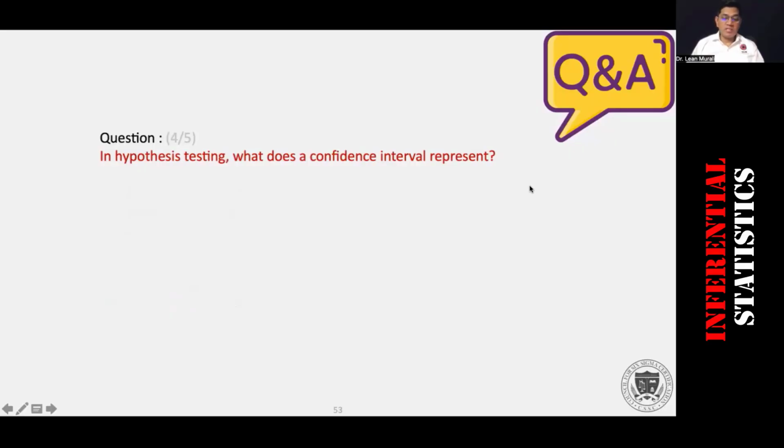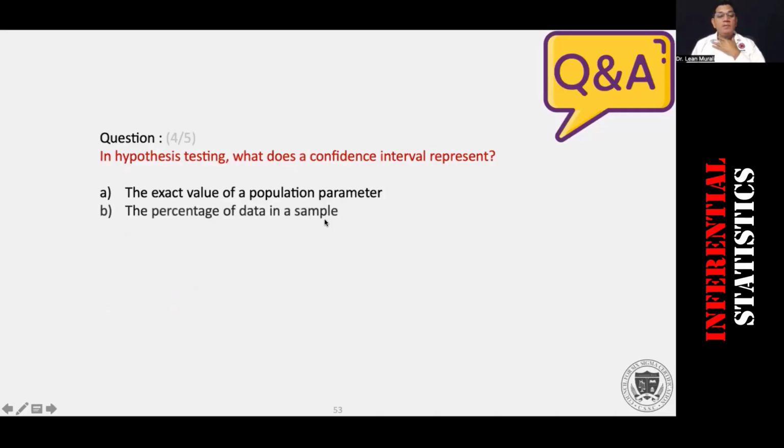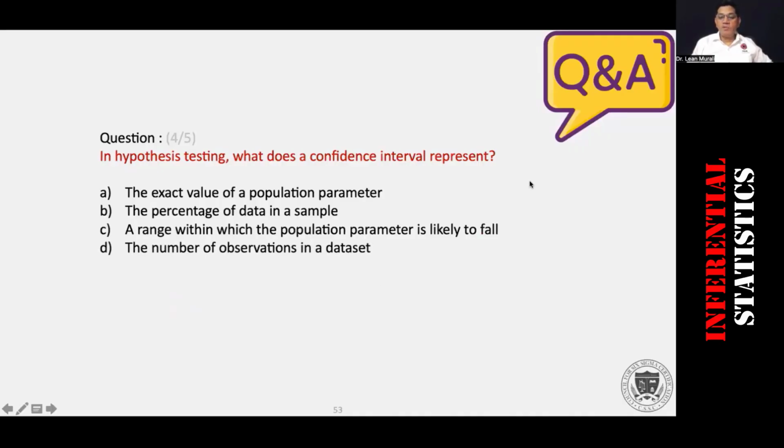Last couple of questions. In hypothesis testing, what does a confidence interval represent? The exact value of the population parameter, the percentage of data in the sample, a range within which the population parameter is likely to fall, or the number of observations in the data set. I've just articulated a few minutes back about this confidence interval. Yes, C is the right answer, the range in which the population parameter is likely to fall.